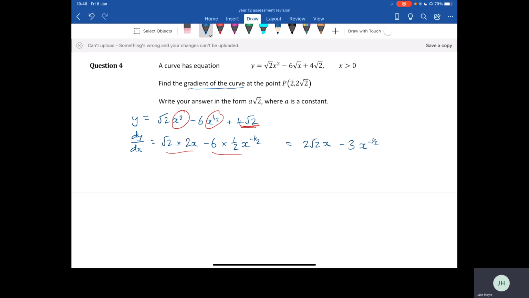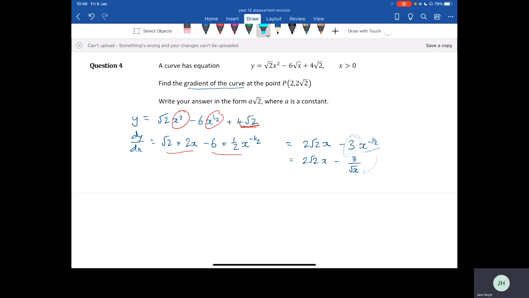negative a half. And we can leave it like that, or 2 root 2x minus 3 over root x. So the 3 there doesn't have any power attached, so that has to stay on the numerator. However, the x has got negative power, so that absolutely will go on the denominator.